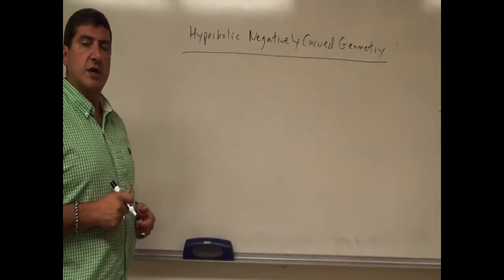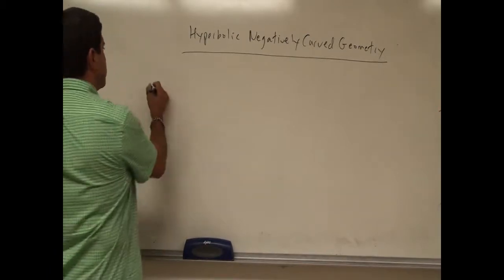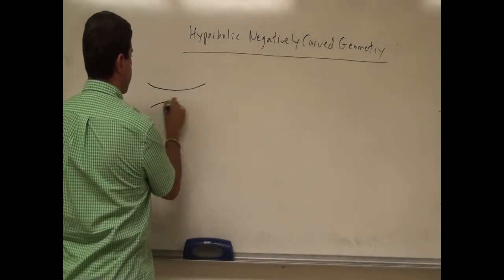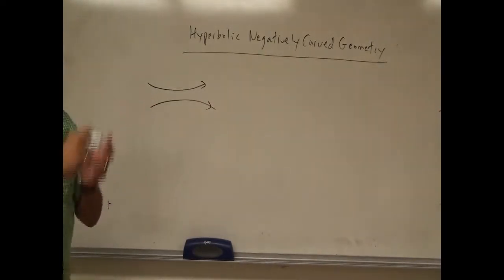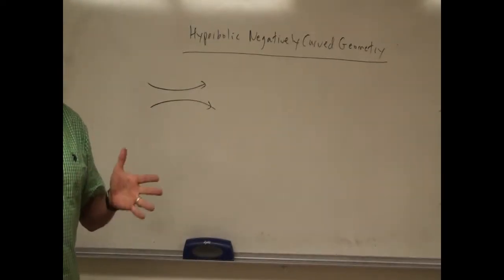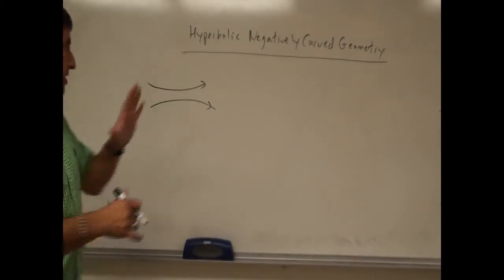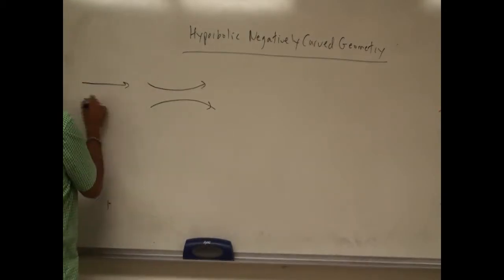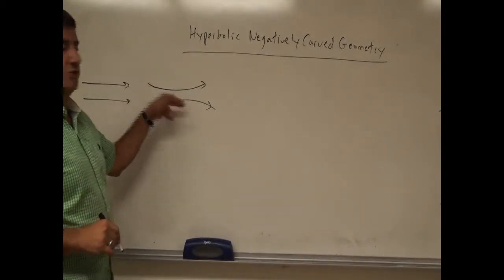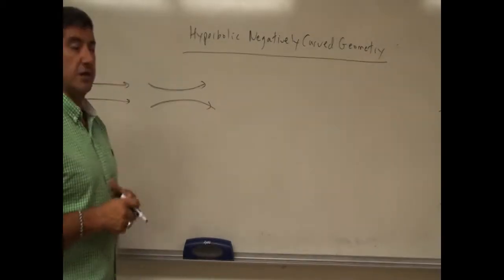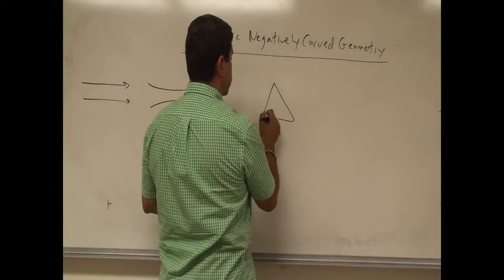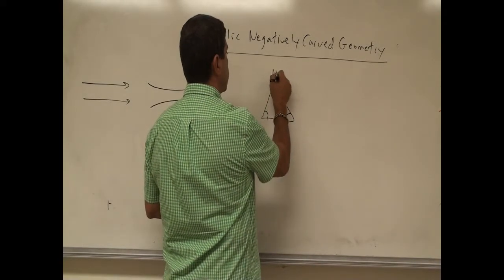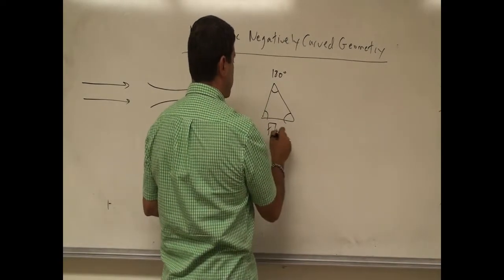So one of the features of this kind of geometry is that parallel lines will look like this. They will diverge out. We call them diverging parallel lines. They will not stay parallel. On a flat geometry, parallel lines will stay parallel, right? In a negatively curved geometry, they will diverge out. The other thing I want to show is that in a flat geometry, the angles of a triangle add up to 180. This is for flat geometry.